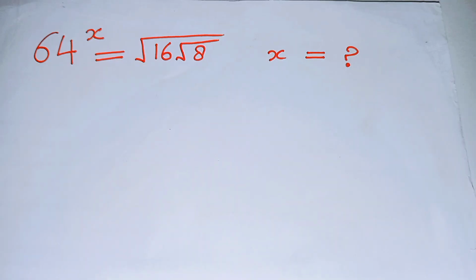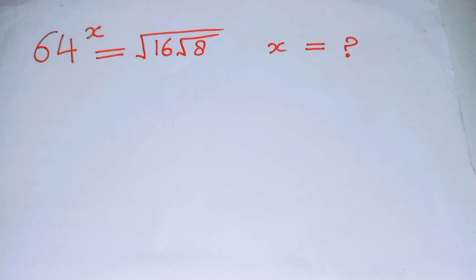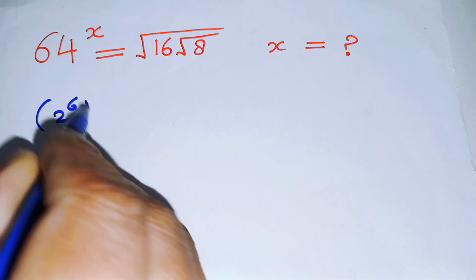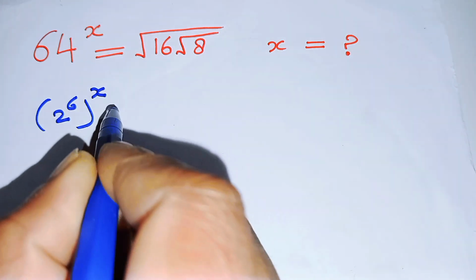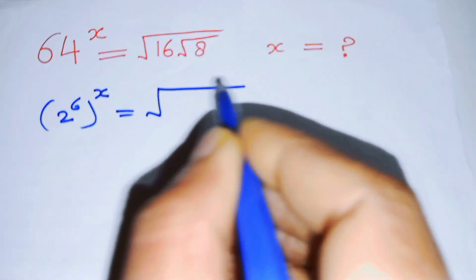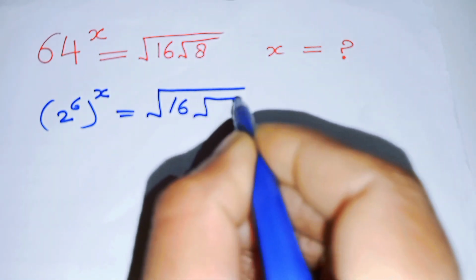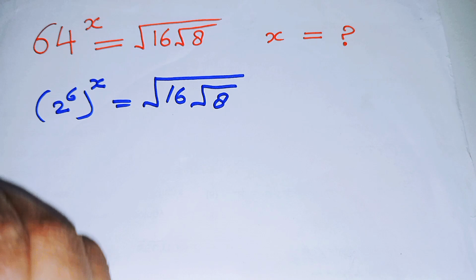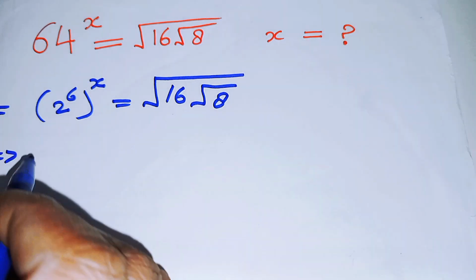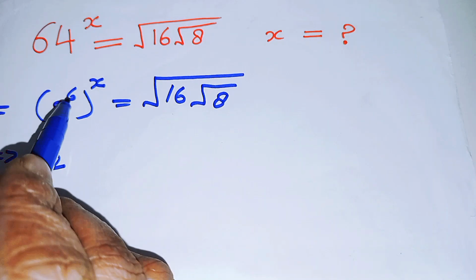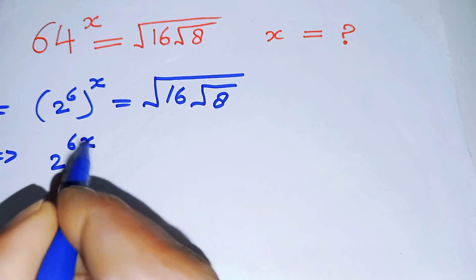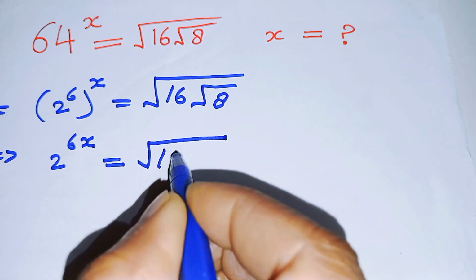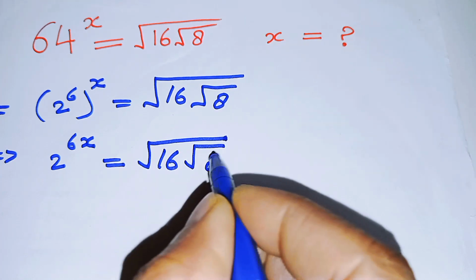First of all, we can write 64 as 2 to the power of 6, and the whole to the power of x, is equal to the square root of 16 times the square root of 8. Now we multiply these powers, so 6 times x is 6x, and it is equal to the square root of 16 times the square root of 8.